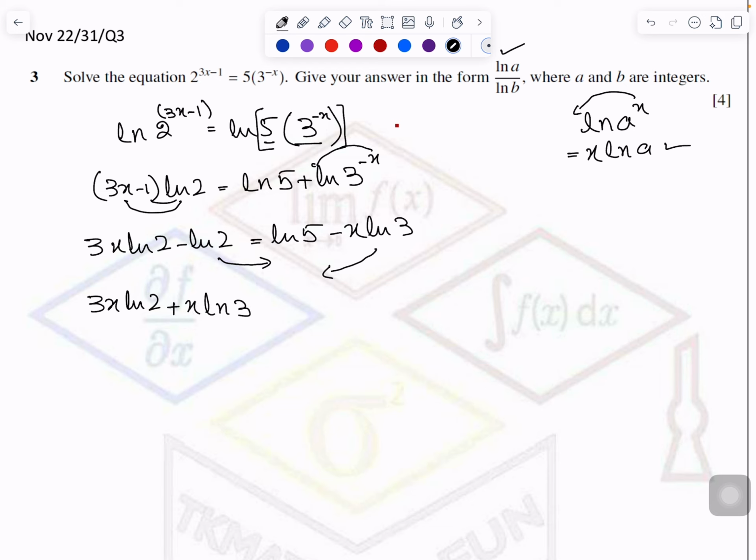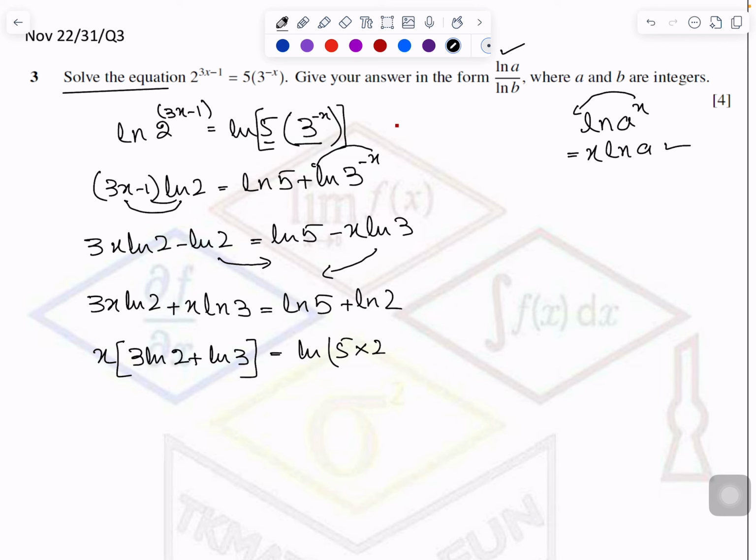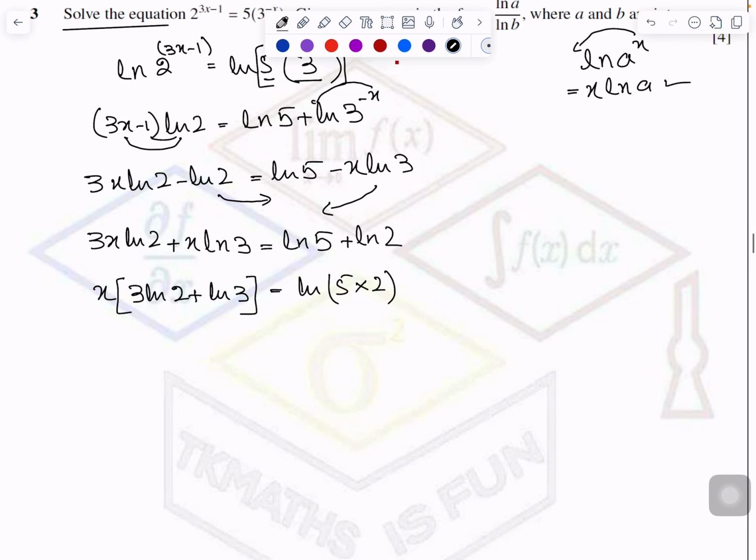I hope you're understanding. I'm writing each and every step slowly here. Now I will take x common out, because when the question says solve the equation, it means you have to find the value of x. So I'm taking x common factor out. And here I will apply the product rule. You can watch my YouTube videos on the logarithmic function. I will try to give the link in the description below.